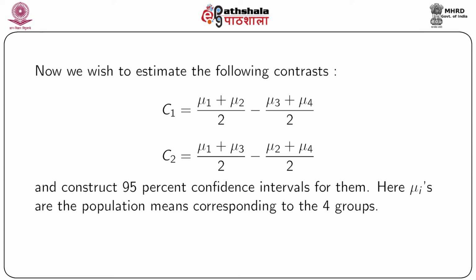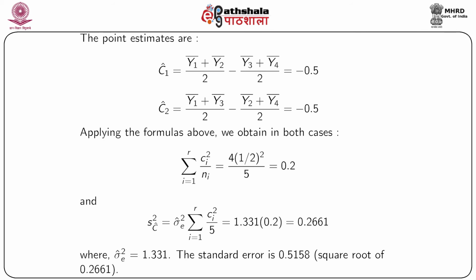And we construct a 95% confidence interval for the above contrasts. Here the mu i's are the population means corresponding to the 4 groups. Now the point estimate of the contrast C1 would be (y1 bar plus y2 bar)/2 minus (y3 bar plus y4 bar)/2, which happens to be minus 0.5, and C2 hat is (y1 bar plus y3 bar)/2 minus (y2 bar plus y4 bar)/2 equals negative 0.5.